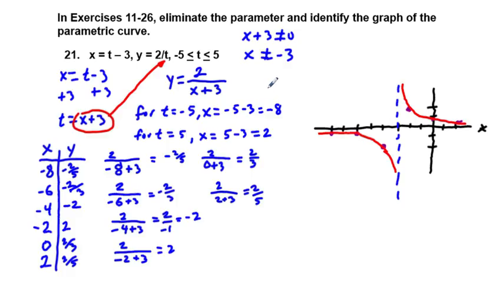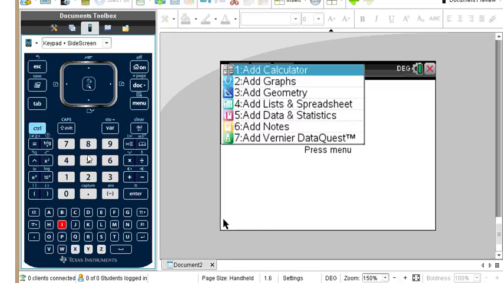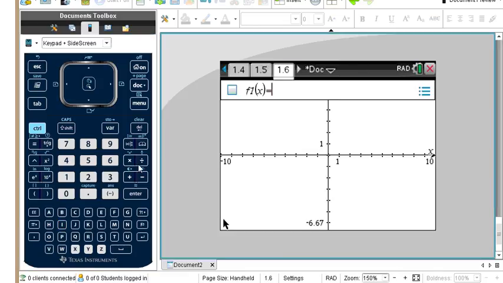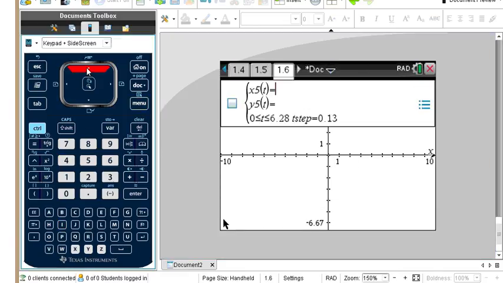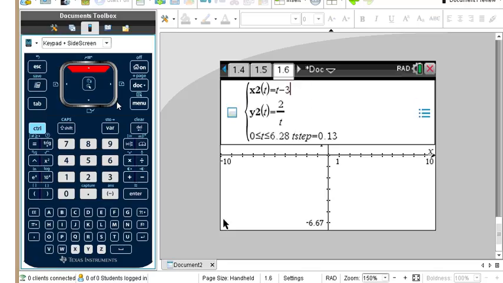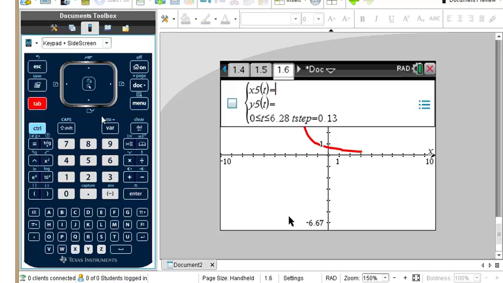And we can verify that in our graphing calculator, and I've previously entered that equation here. Control I, and then add graph, parametric, and we go up and see this parametric equation, press enter, and we see the right part of it. Well, we haven't restricted our domain according to the instructions, and to do that, we'll go back to tab.